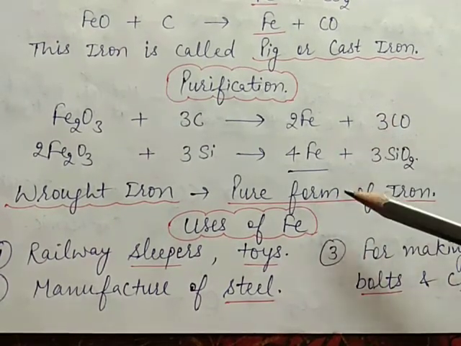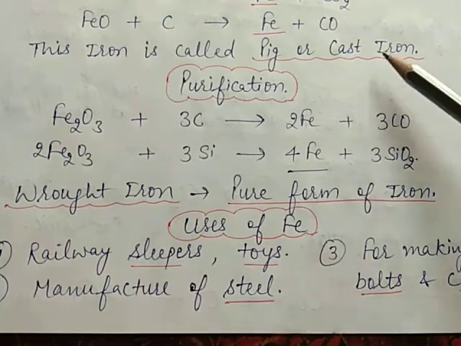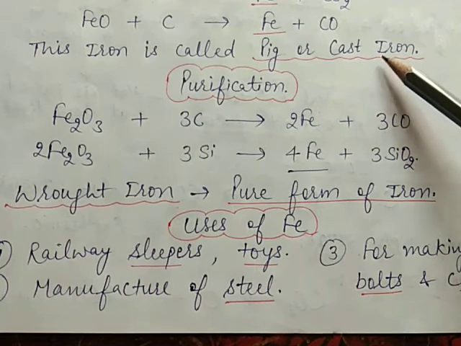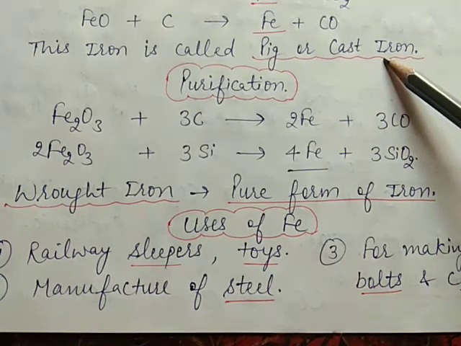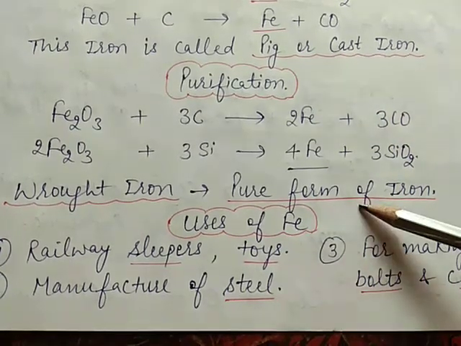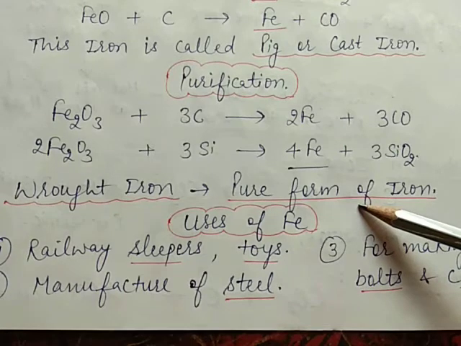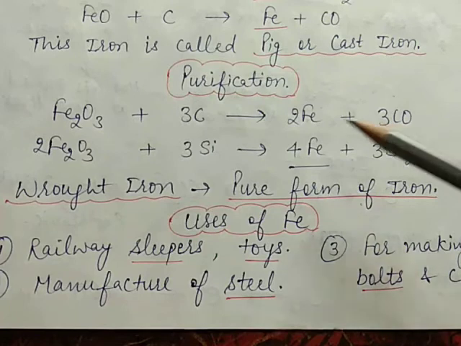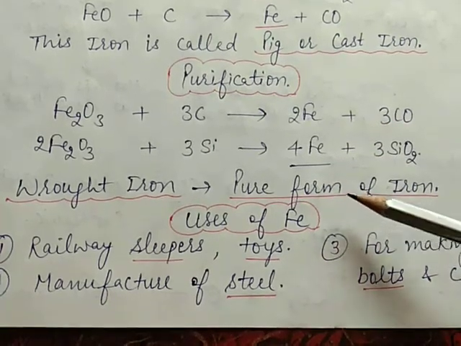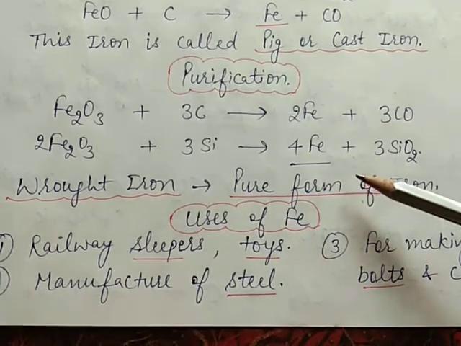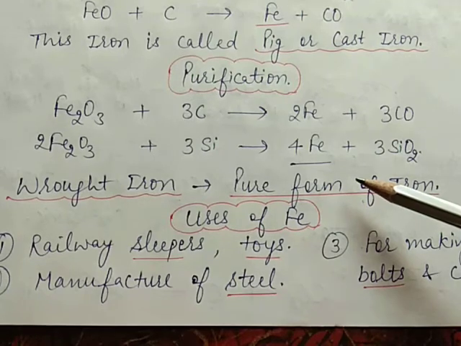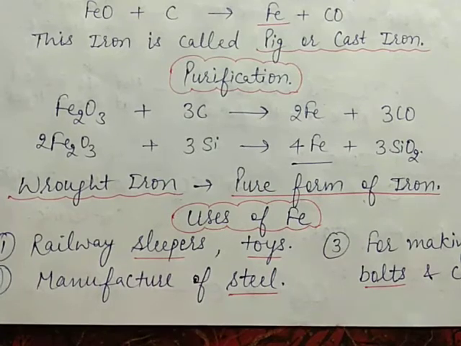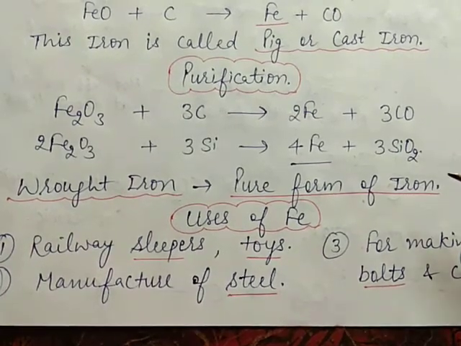The three main forms of iron. First is cast iron that is made up of 2.5 to 5% carbon. Second is wrought iron that is made up of 0.5% or less carbon. And third form is steel that is made up of 0.2 to 1.5% carbon. These are the three forms of iron.